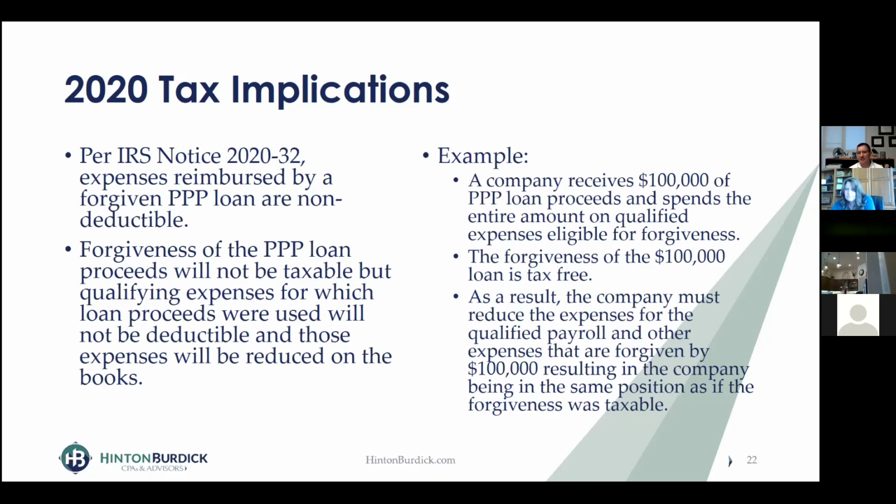The example is company receives $100,000 of loan proceeds. They spend the entire amount on qualified expenses. So the $100,000 is forgiven. That forgiveness is tax-free, but the company must reduce the payroll expenses and the other expenses, whether it be rent, interest, utilities that are associated with that. They have to reduce those on their books. So therefore, if you go around to the beginning, that $100,000 is taxable. Any questions on that?